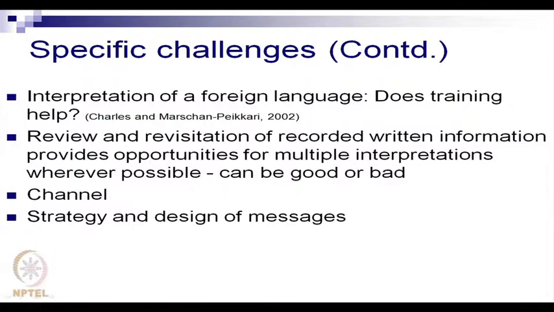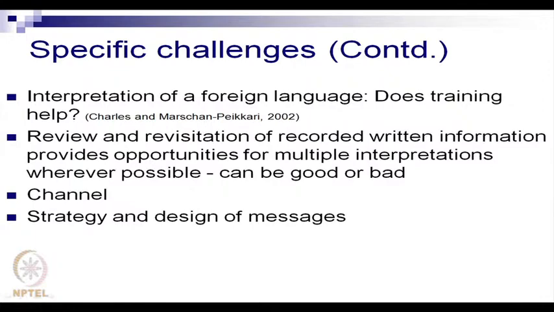So please become comfortable in whichever language you intend to use for your international business transactions, and I'm not going to give you any formulae. You need to do that yourself. Okay. We'll continue with the specific challenges.